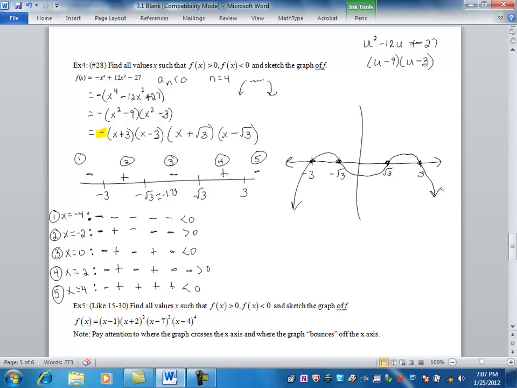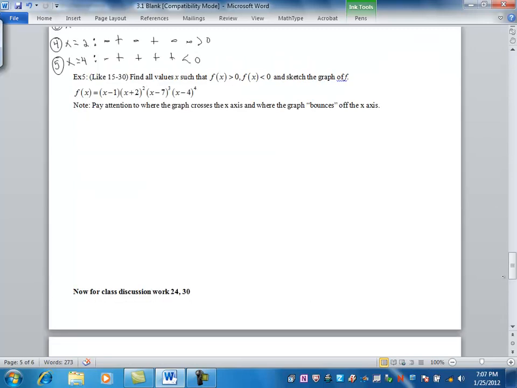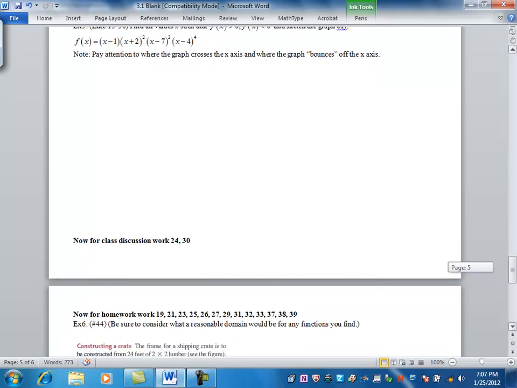Now, let's take a look at example 5 here just for a moment. When we look at example 5, okay, we can see the zeros. We can identify the zeros fairly well, I think. We've got one at 1. We've got one at negative 2. We've got one at 7. We have one at 4. And so here we go. Now let's see. Can we figure out what's going to go on here?